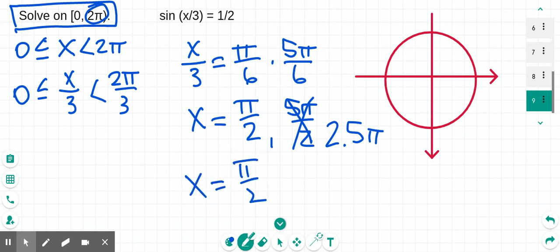Now we could have gotten that because when we were solving for x over 3, we shouldn't have gone past 2 pi over 3. But y'all are just so good with fractions that I slipped that in there. 5 pi over 6 is bigger than 2 pi over 3, so we never should have put that one in in the first place. But if you went ahead and did that, as long as you look back at your original and say, well, I was supposed to be between 0 and 2 pi, and this answer is bigger than 2 pi, so I can't have that solution.